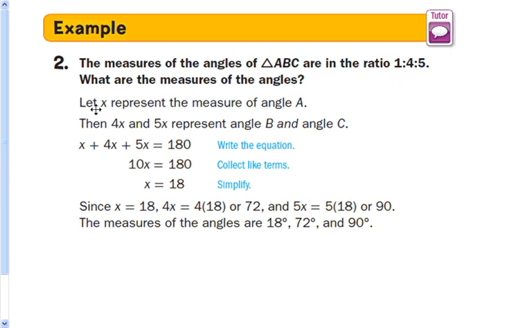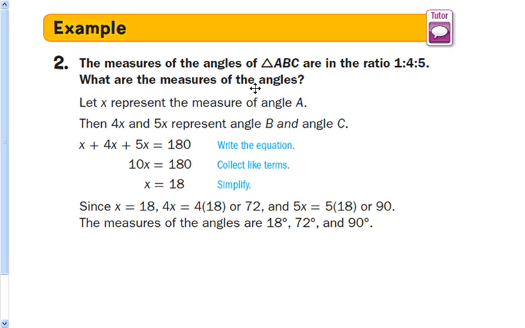What we're going to do is let X represent the 1, the 4 we're going to put an X with, and the 5 we're going to put an X with it. So it's going to look like 1X plus 4X plus 5X equals 180. Okay, we're using the ratios this time. So X plus 4X plus 5X is 10X. Then we divide both sides by 10 and we get 18. Now we're not done. We just know that the first angle, or X, is 18.